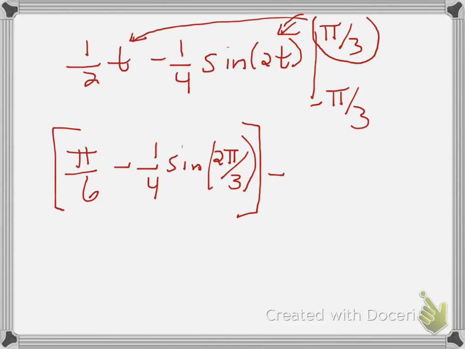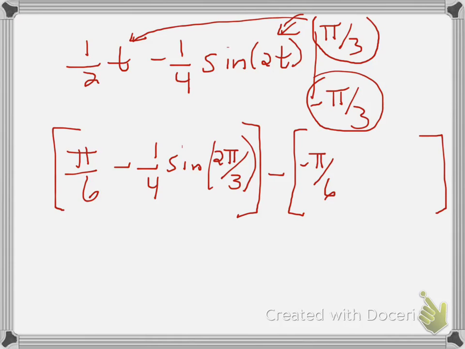All of that minus, and now we're going to have to store that lower bound in, that negative pi over 3. Well, negative pi over 3 times a half is negative pi over 6. And then, of course, you've got minus a fourth sine of negative 2 pi thirds. Pen's being fussy there. I should say negative 2 pi thirds. All right. So now we just have to think about that and evaluate it. I'll hit pause as you do that.